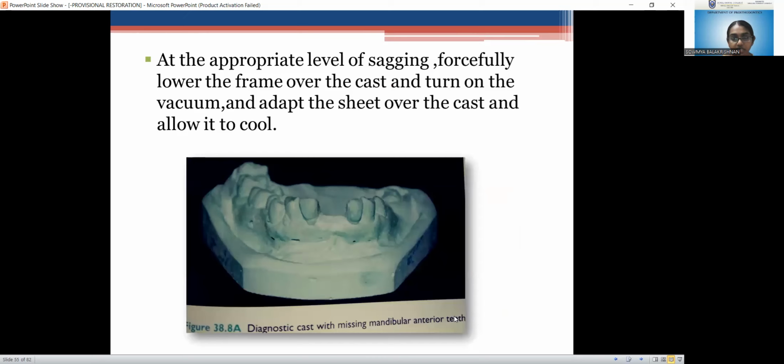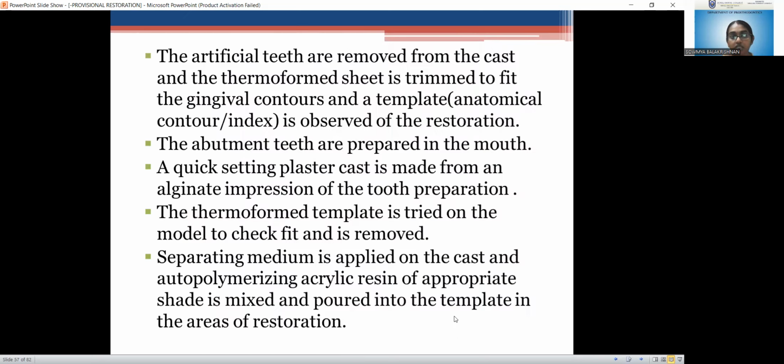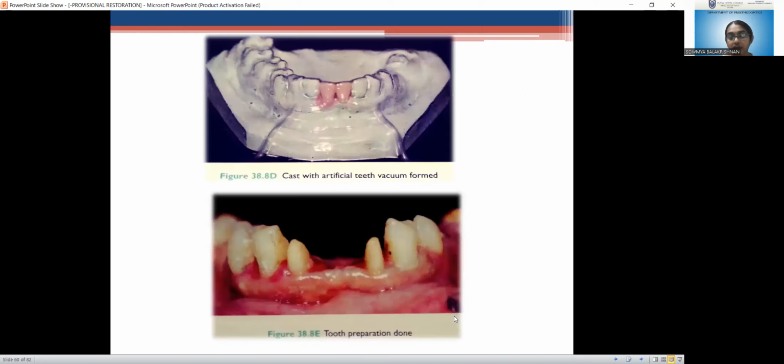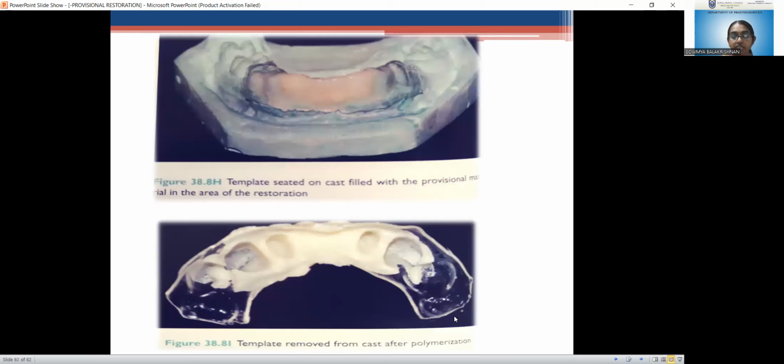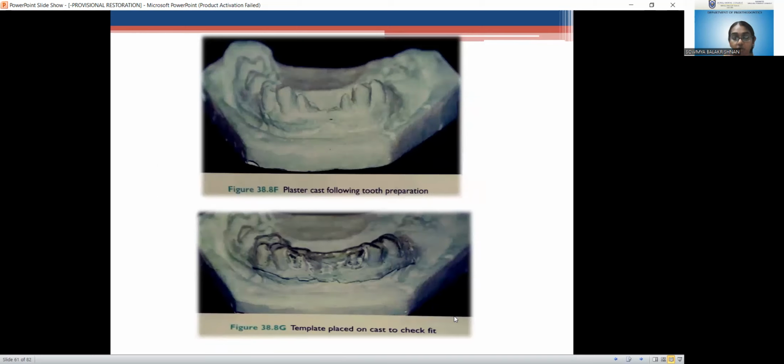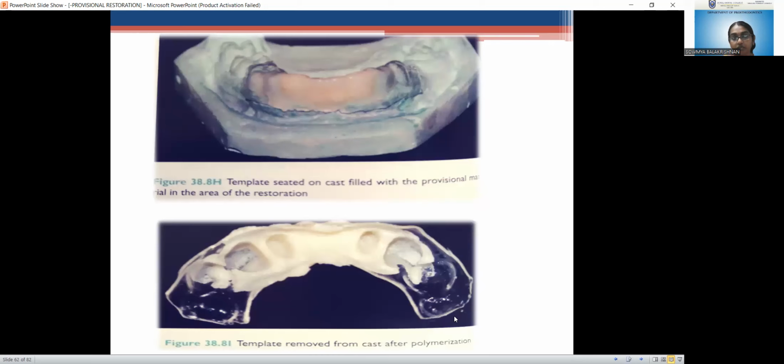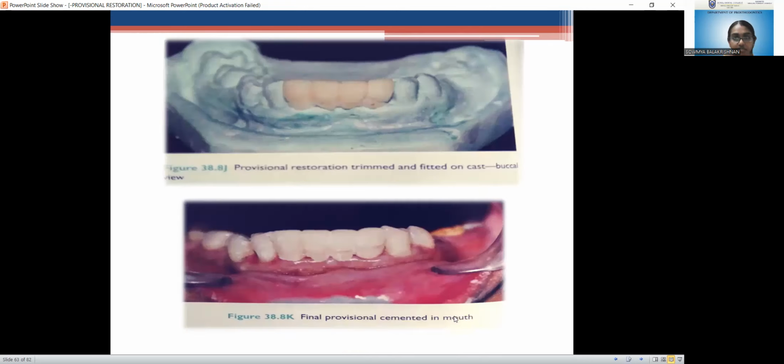So this is how it looks. First, we have to fabricate the templates on the diagnostic cast, and then after the tooth preparation is done, we pour the cast. We are not directly using the template inside the patient's mouth. We have to pour the cast after tooth preparation and check the fit of the template onto the cast. Then we fill the provisional restorative material onto the template, and this template is removed from the cast after polymerization. Excess area is to be trimmed, with final trimming correction and rechecking of the fitting on the cast.